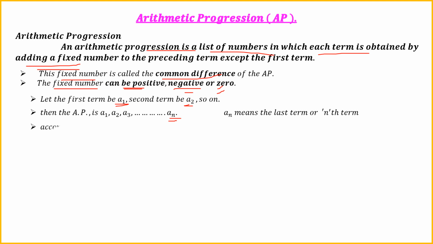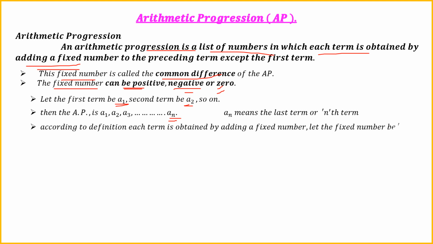Yes, let's go ahead with the definition. According to the definition, each term is obtained by adding a fixed number. So that fixed number is denoted by the English letter d. Coming to the next part, A1 is the initial term a. A2 can also be written as a plus d, because to get the second number we are adding a constant to the previous number. And the third number A3 can also be written as A2 plus d. A2 is nothing but the preceding number and the fixed constant is d. When you add it, you're going to get the third number.